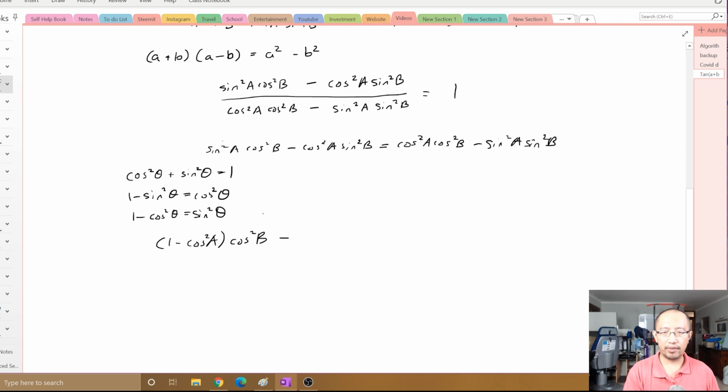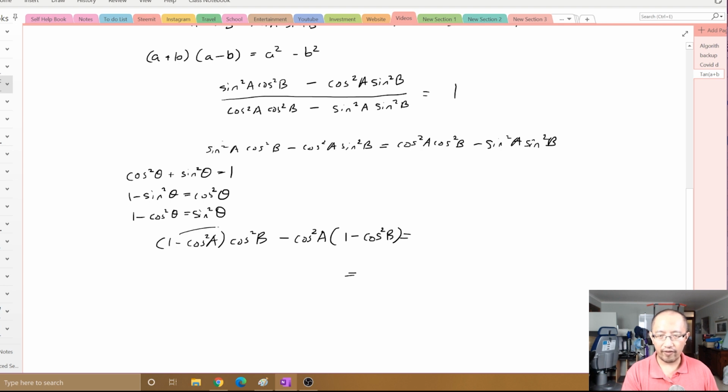Let's now, because I have a cos squared b here, I'm now going to get rid of the sine. So it doesn't matter which one you get rid of. You'll just end up with the same thing. So let's get rid of that. So it's 1 minus cos squared b. Okay, I'm just going to leave the right hand side for a bit. I'm just going to work on the left hand side.